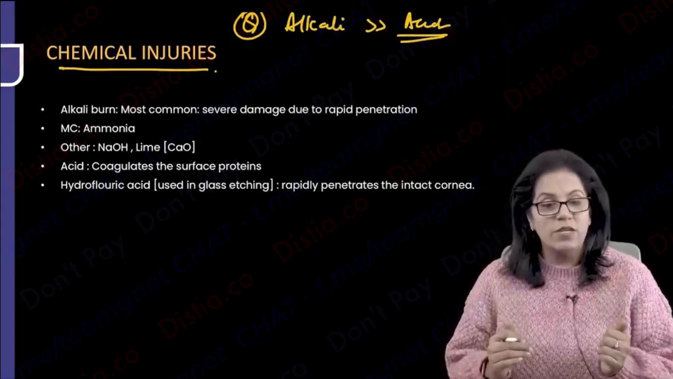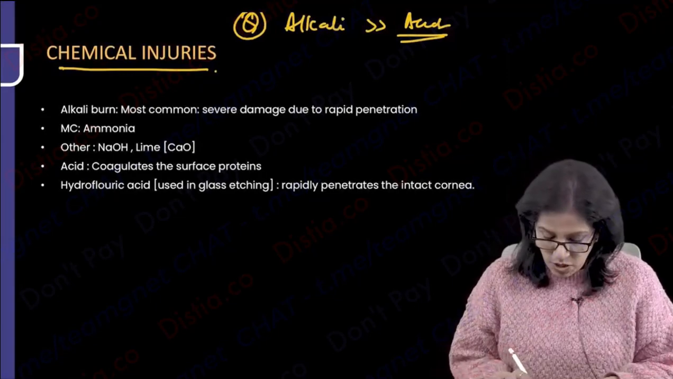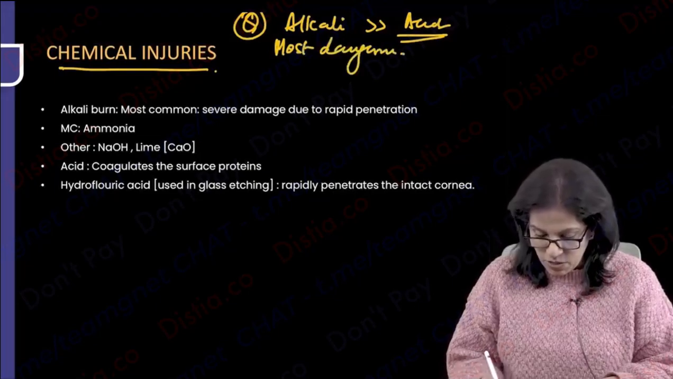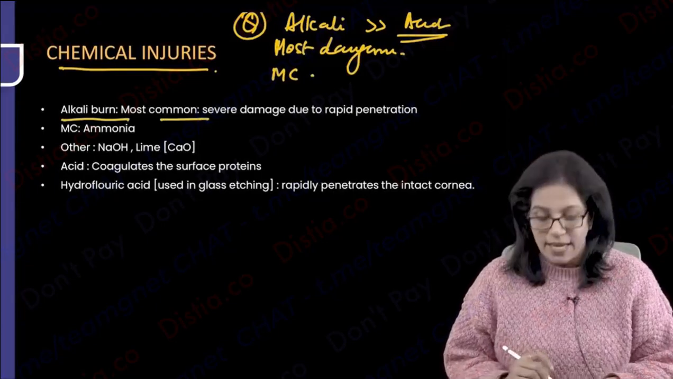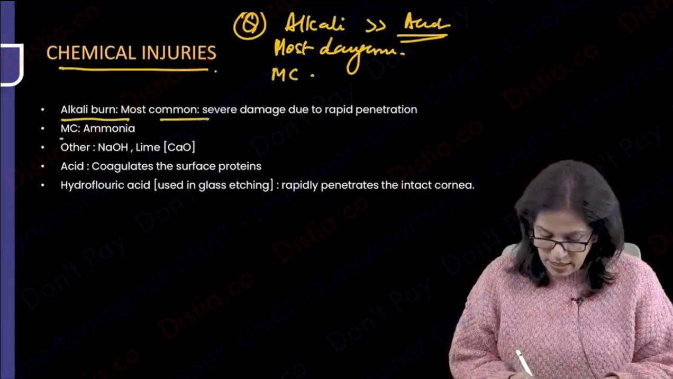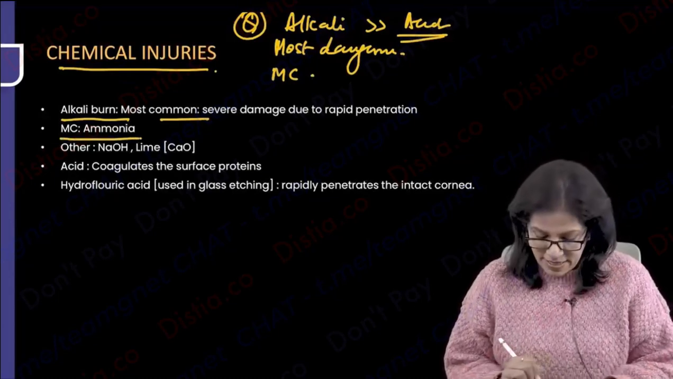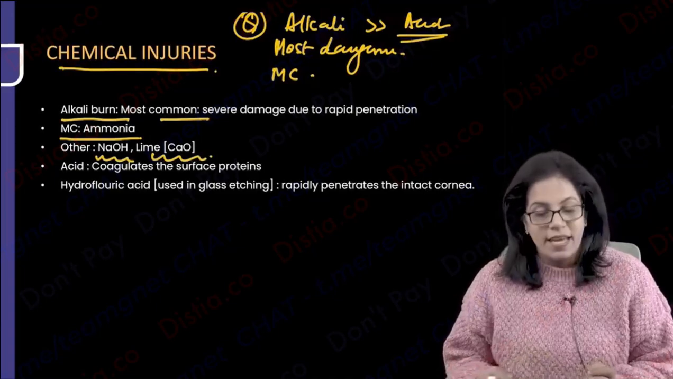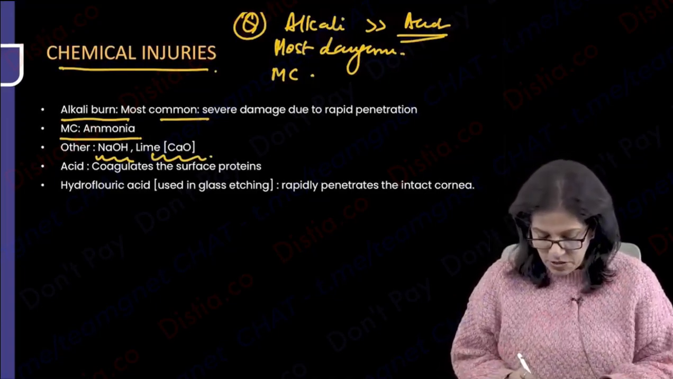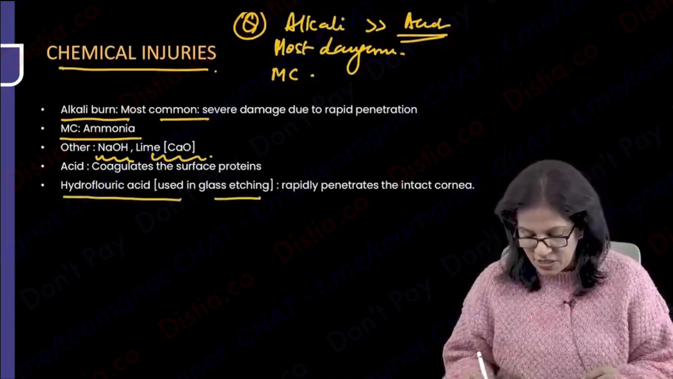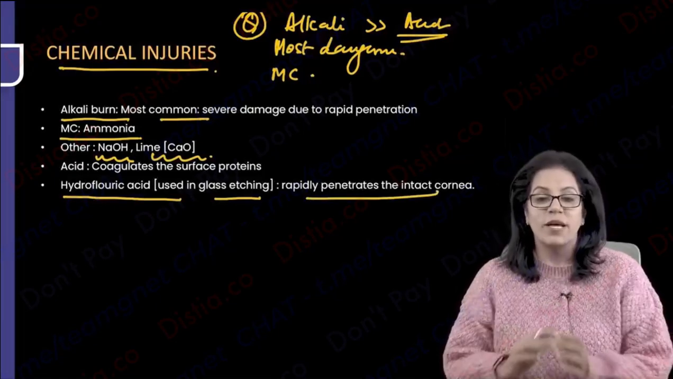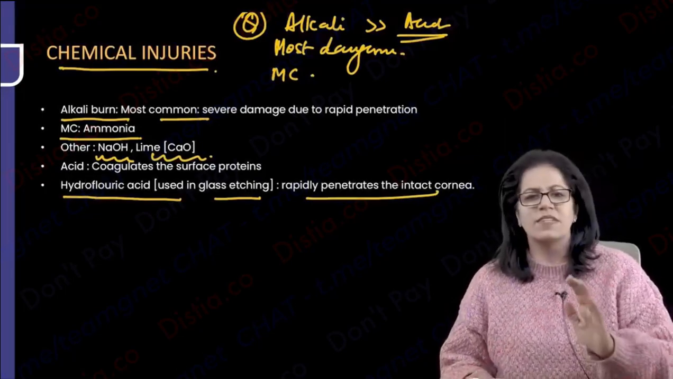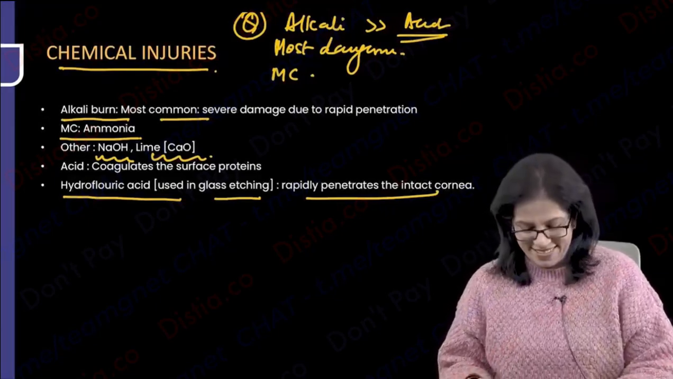Now when you talk about alkali burn, most dangerous is alkali burn and most common is also alkali burn. The most common alkali is mainly ammonia. Of course, it can be NaOH or lime injury, but mainly ammonia. Of course, there is an exception written here about hydrofluoric acid, which is used in glass etching, which can rapidly penetrate the cornea. Though acids are supposed to not, this is an exception. But generally, they haven't asked you at your level, so if you want to ignore it, you can.